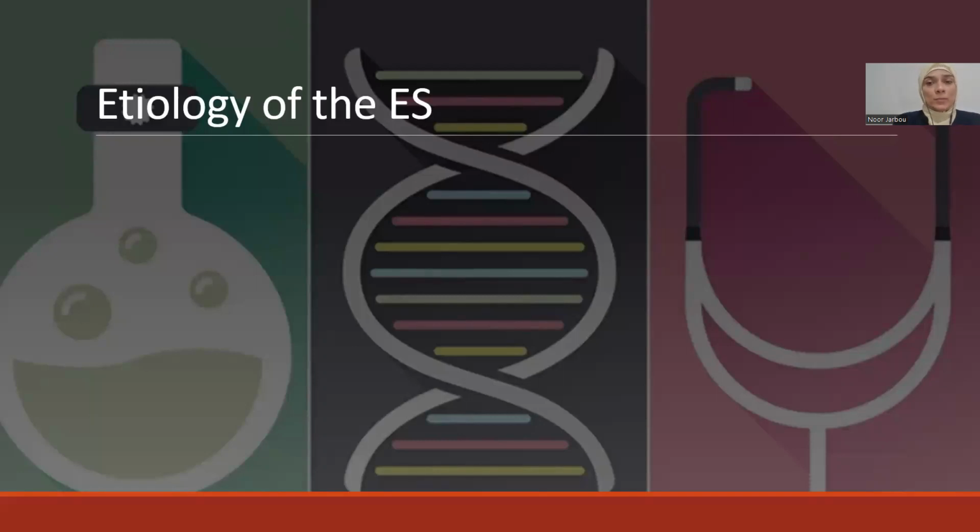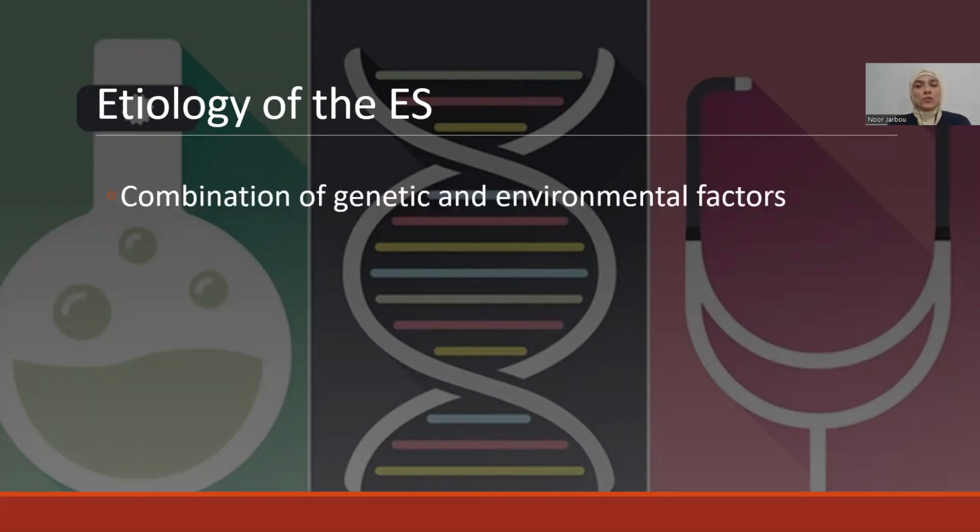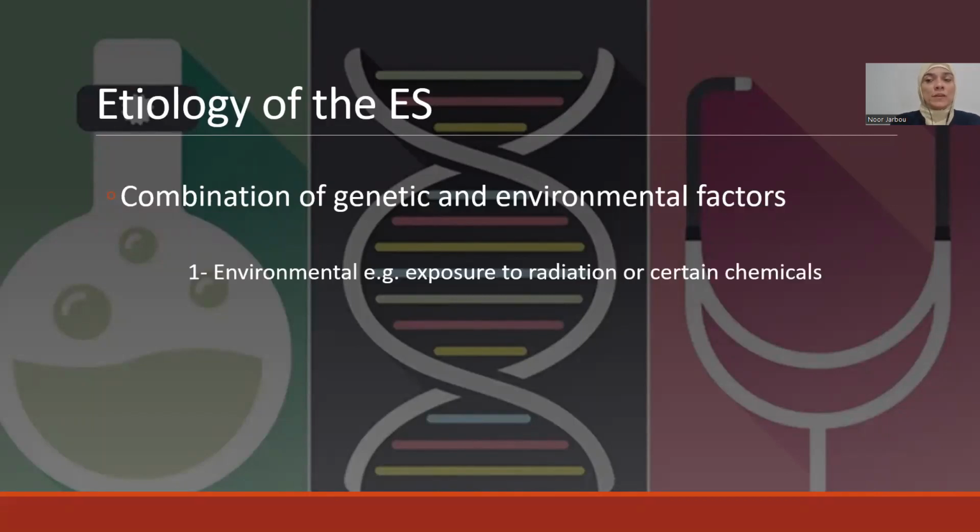What's the cause of Ewing sarcoma? The exact cause of Ewing sarcoma is unknown, but it is thought to result from a combination of genetic and environmental factors. Environmental factors may include exposure to radiation or certain chemicals. However, there is no strong evidence to support these links.